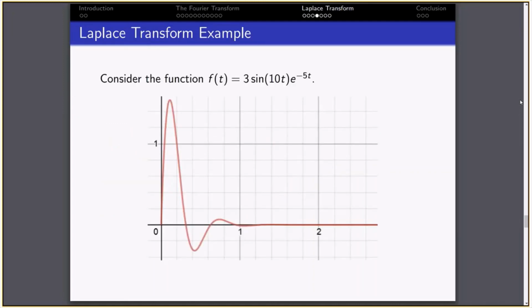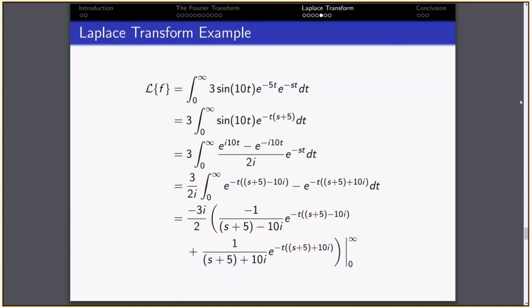So moving on to a calculated example of the Laplace transform, we will consider the function f of t equal to 3 sine of 10t times e to the -5t. Now, this calculation is fairly straightforward. It's inputting that function and taking the integral. So the main things to note are the use of Euler's formula, and representing the s equation in terms of the real and imaginary parts.